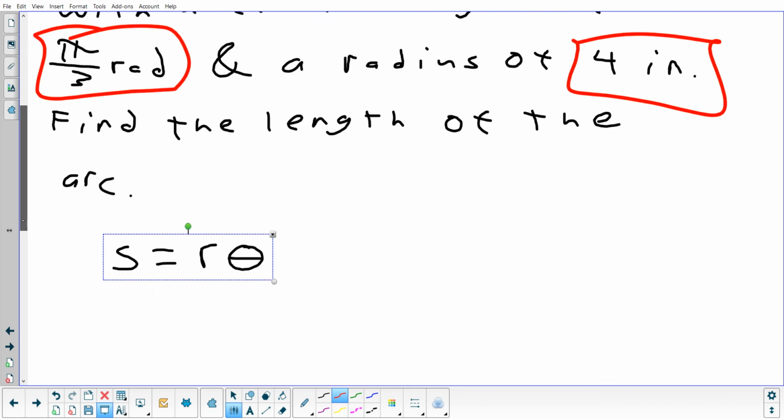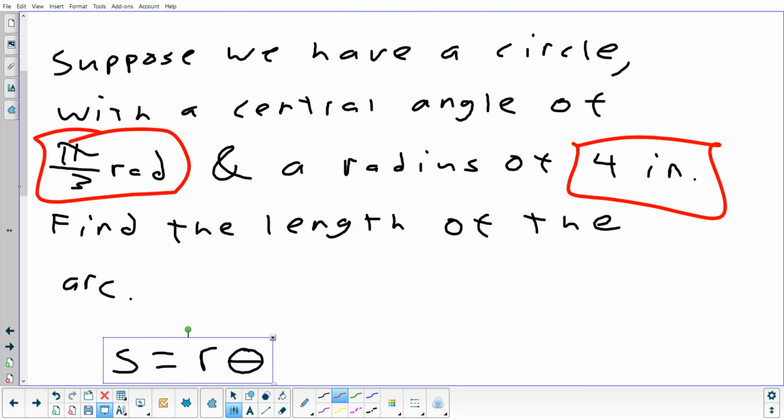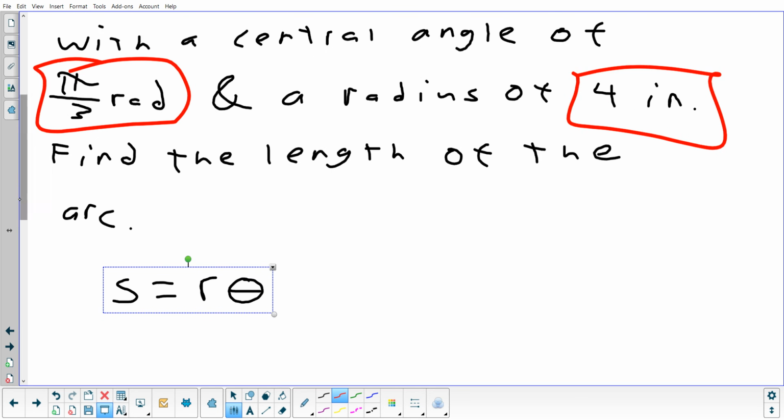What's this question asking us to find? Find the length of the arc length? Yeah, we're finding the arc length. So S is what we need to find. So they're not going to give us S. So it's one of the other 2 variables. R? Which one? This one?